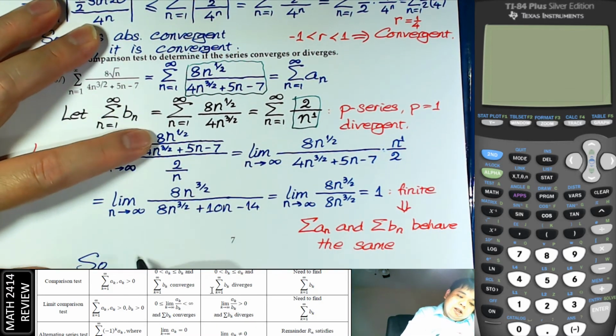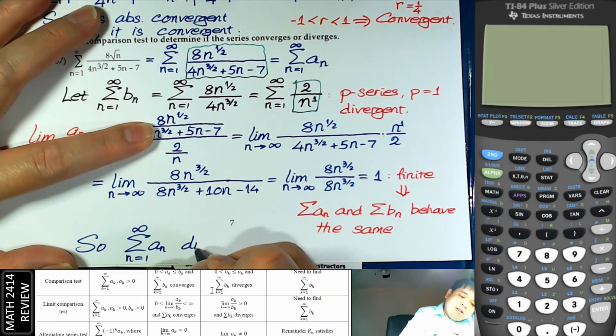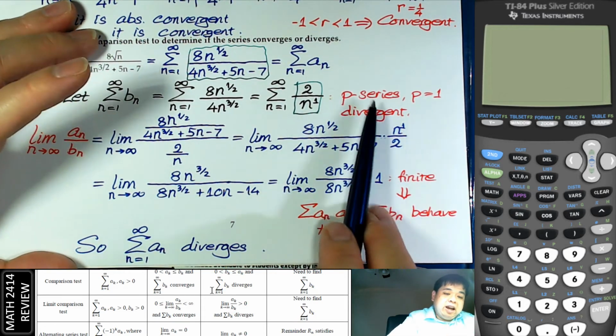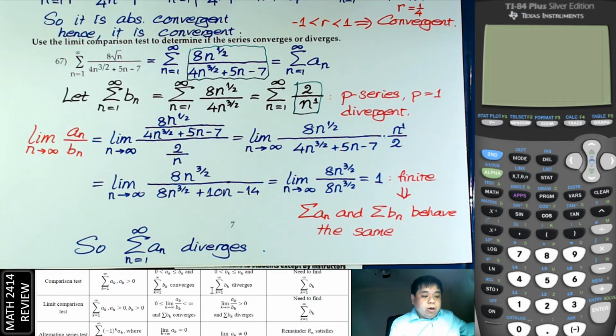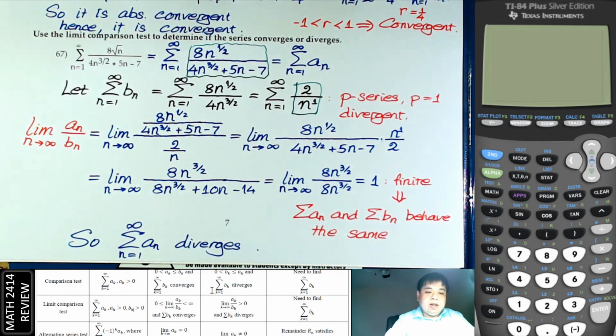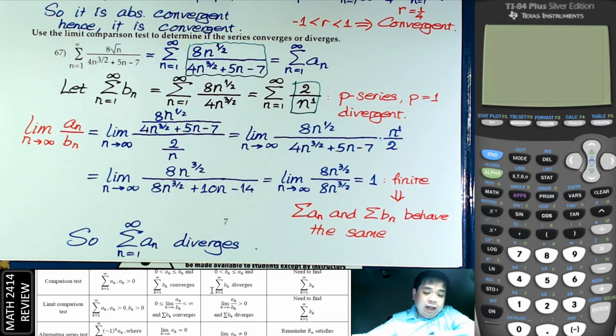So the conclusion is a sub n diverges because they behave the same and b sub n diverges. So does a sub n. Right. So that is the limit comparison test. Like I said, with the limit comparison test, we don't know from the beginning if it is convergent or divergent. We're just going to compare with the highest power. It just happened to be divergent. So we just need to show that the ratio ends up being a constant or finite. Then they will behave the same, and if one of them is divergent, the other one is also divergent.